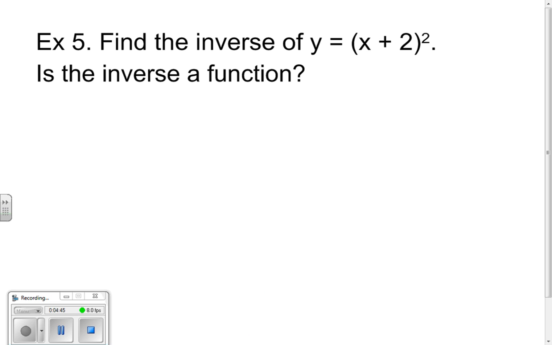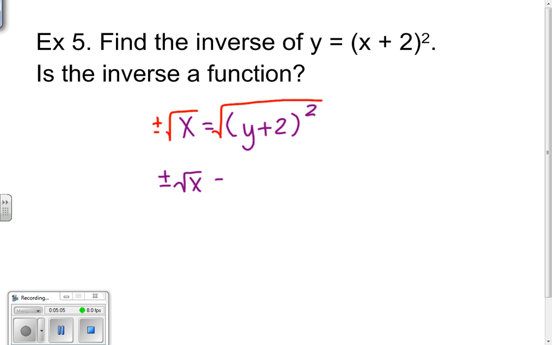All right, find the inverse of y equals the quantity x plus 2 squared. The first thing I'm going to do is switch letters. To undo that quantity squared, I'm going to square root both sides. This one needs a plus or minus. That one doesn't, because the square and the square root cancel. So what I really have is plus or minus the square root of x equals y plus 2.